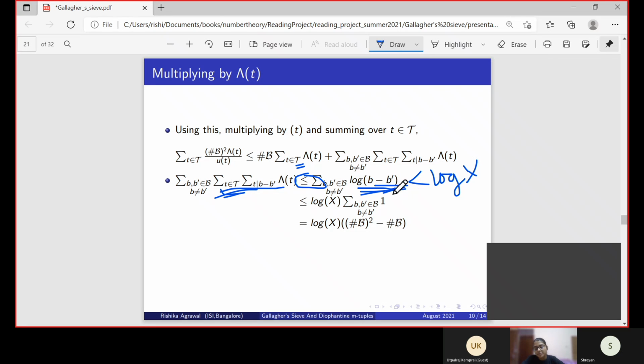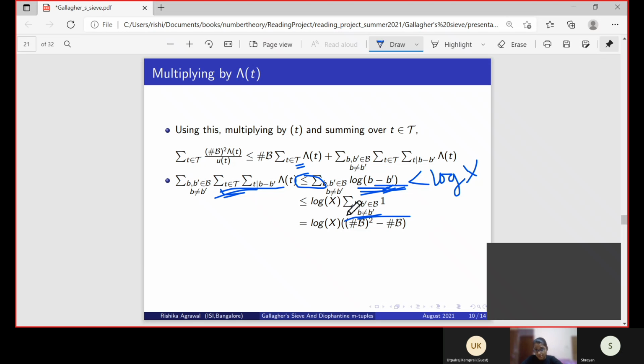And because all the b and b prime are natural numbers, this has to be positive. If it was allowed for b prime to be negative, then it would have been log of 2x. Okay, so this is less than or equal to log of x. And because this log of x now does not depend on b and b prime, we can pull that out and write this as less than or equal to log of x, summation b, b prime belongs to B, b not equal to b prime, into 1.